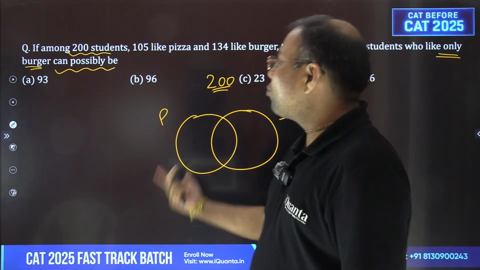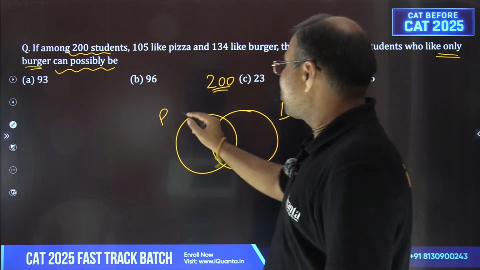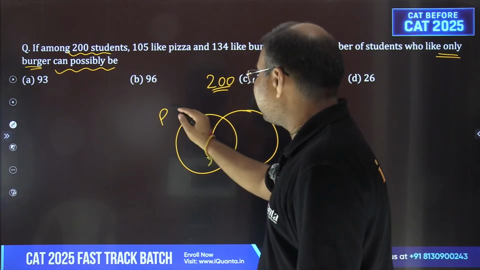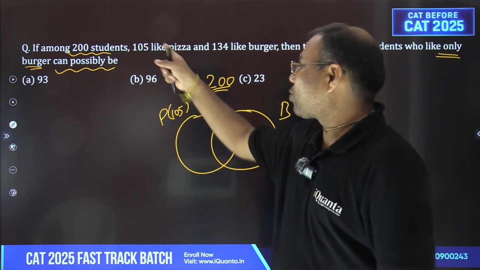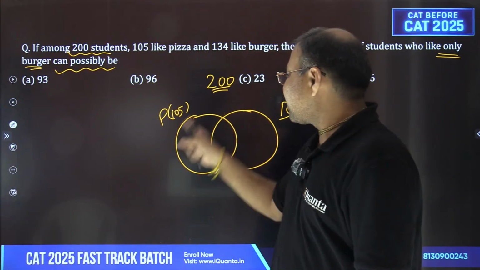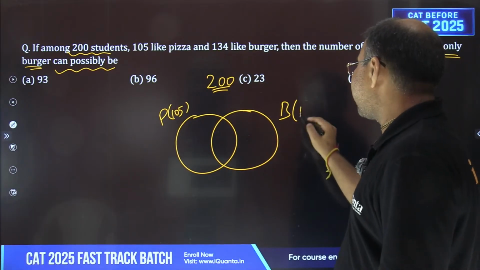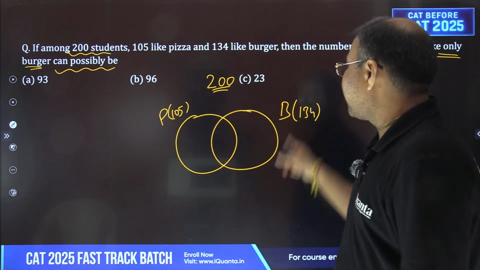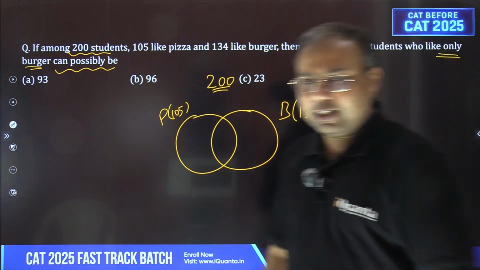Somebody may be outside these two circles as well. So it says 105 like pizza. So this entire circle amounts to 105. I'm sure that you can't make this mistake of writing 105 here. This is not 105. This entire circle is 105. Same way, for burger it is 134. So this entire circle of burger, or B, is 134. That is the only numerical value we are having.